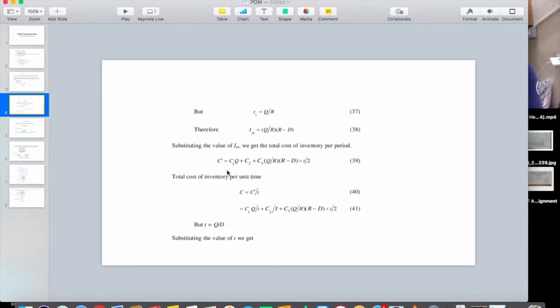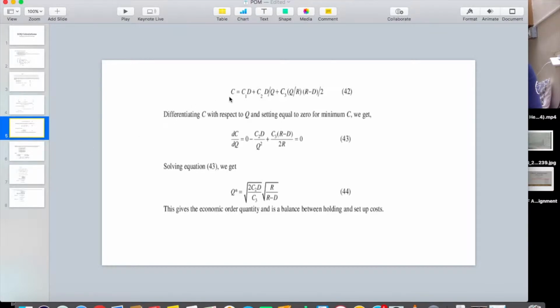Substituting the values of IM, we get the cost of inventory per period, where C dash equal to C1Q plus C2 plus C3 into Q by R into (R minus D) into T by 2. Next, we can see the total cost of inventory per unit time is C equal to C dash by T. But T is equal to Q by D. Therefore, substituting the values of T, we get C equal to C1D plus C2D by Q plus C3Q by R into (R minus D) by 2.